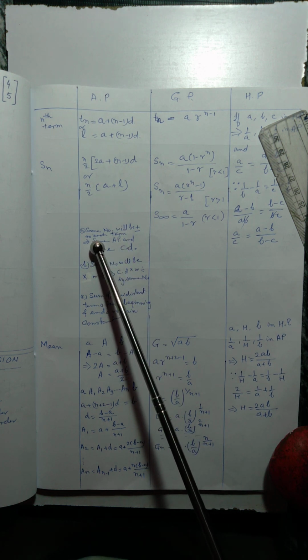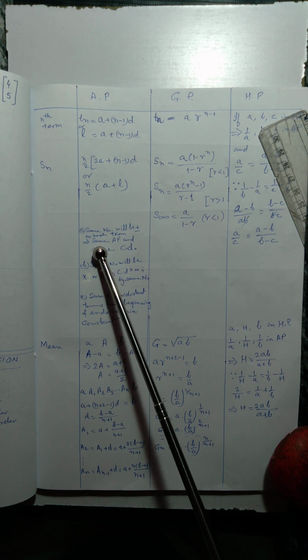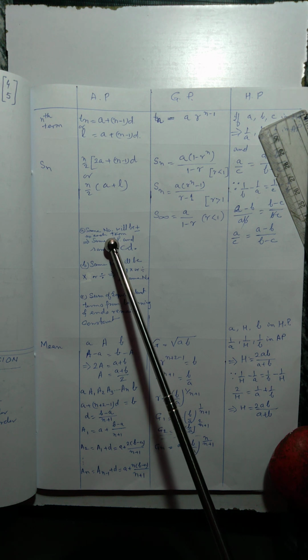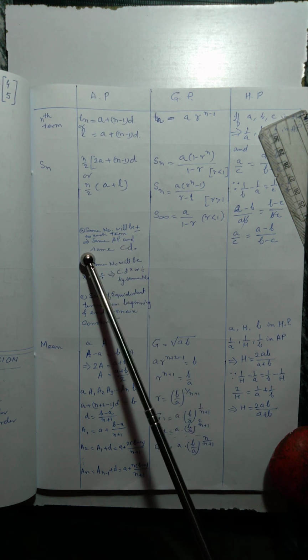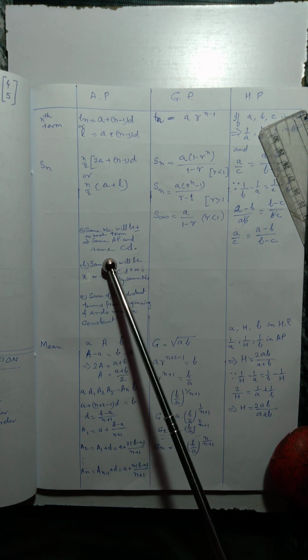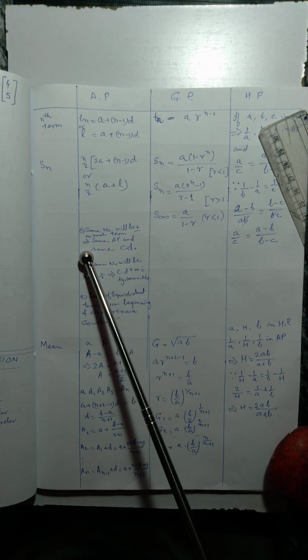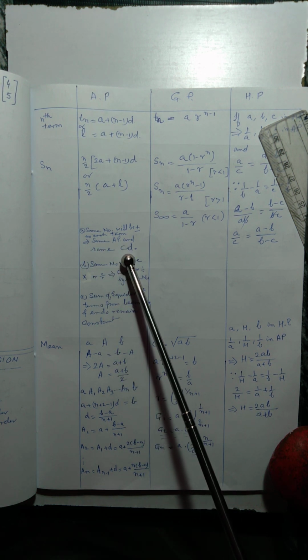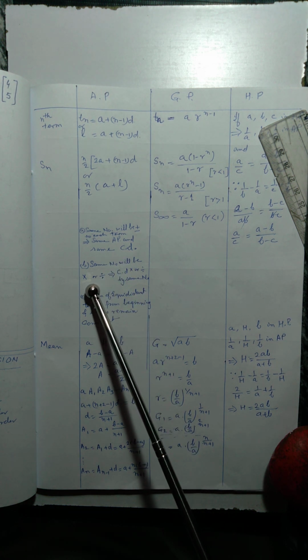Now, there are some characteristics of the arithmetic progression. If the same number is added to each term, or the same number is subtracted from each term, it will not affect the common difference, meaning the same AP will be formed and the common difference will remain the same.